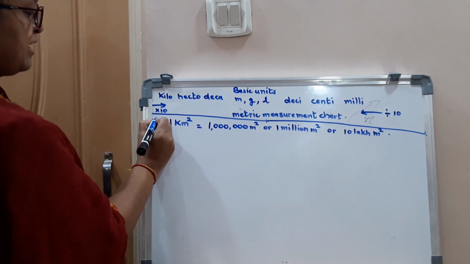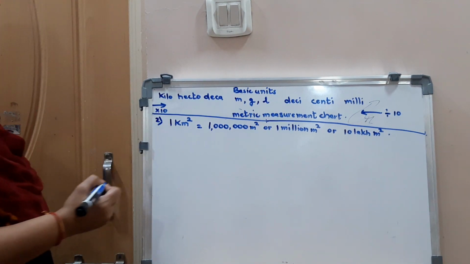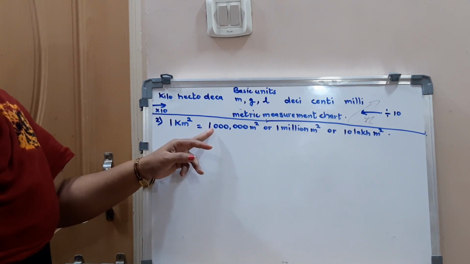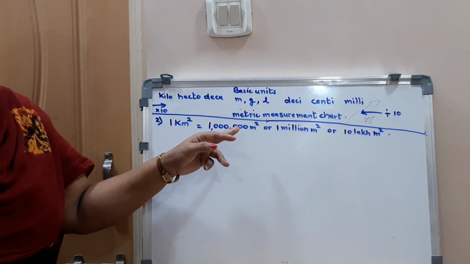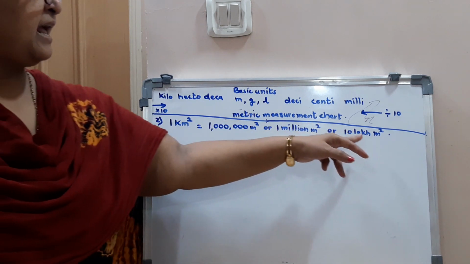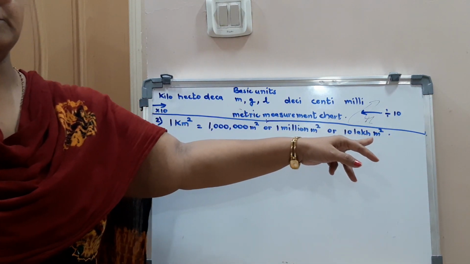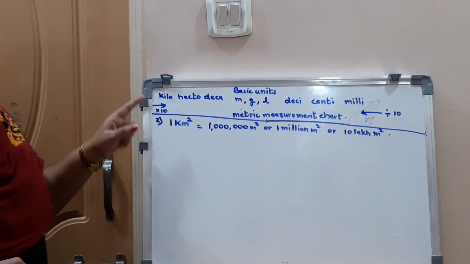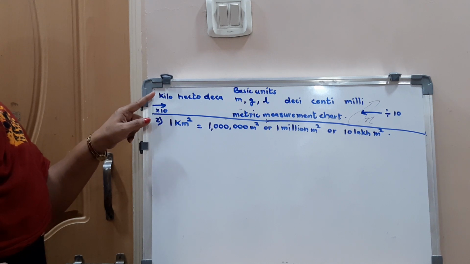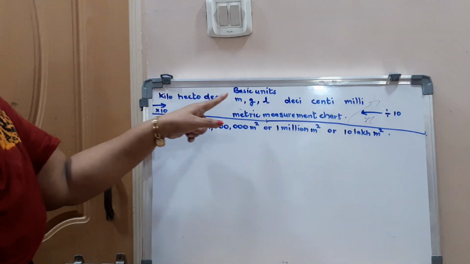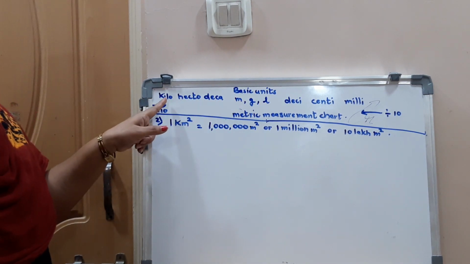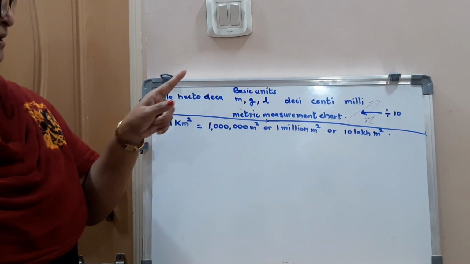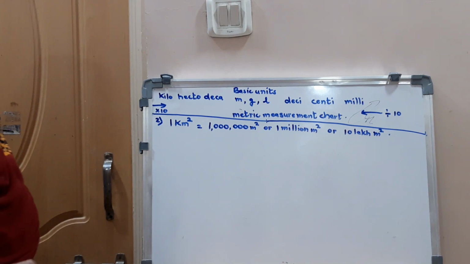Now relation 2 we are going to set with the bigger units of area, that is 1 kilometer square is equal to 1 million meter square in international place value system, or 10 lakh meter square in Indian place value system. Now see the comparison between where is kilo and where is meter. How many moves? Multiply by 10 into 10 into 10, so multiply by 1000.